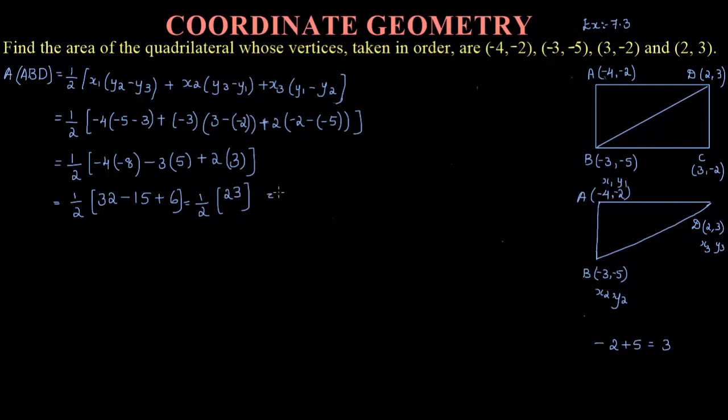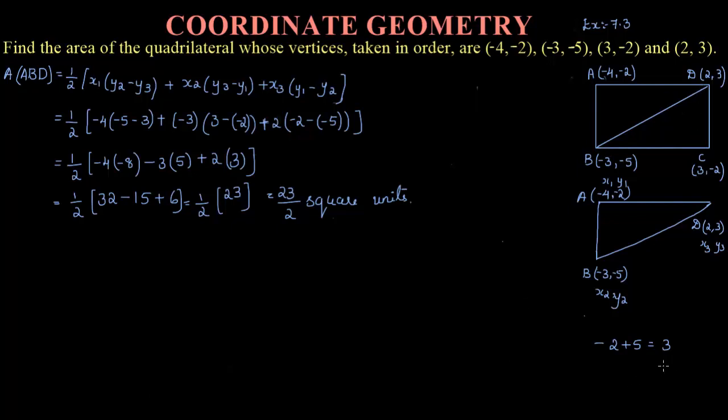Right? So 23 into 1 is nothing but 23 divided by 2 square unit. So this is the area of which triangle? Triangle ABD. In the same way, you need to find the area of the triangle for this one, B, C and D.